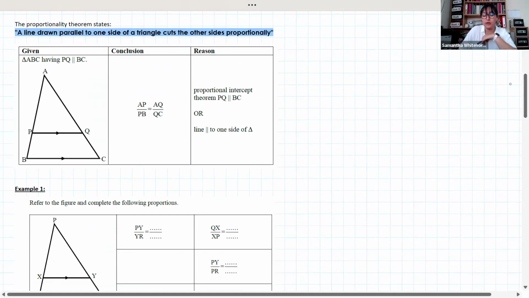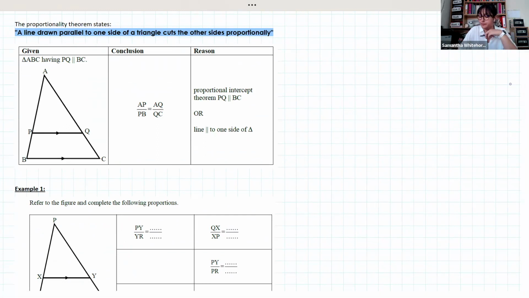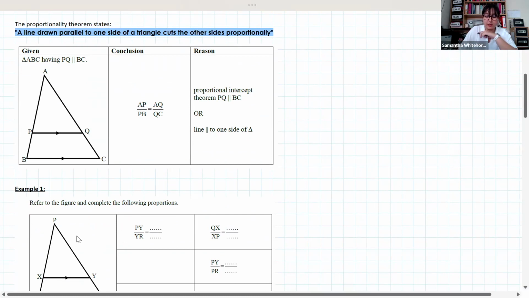Some schools do teach the midpoint theorem and the proportionality theorem in grade 10 and then only touch it again in matric. Some schools choose not to do it at all until matric. So it's very much dependent on your school, obviously. Some of you might be familiar with it, some of you maybe not. That's fine. We're starting from the basics in any case. So if you're not super familiar, don't stress.